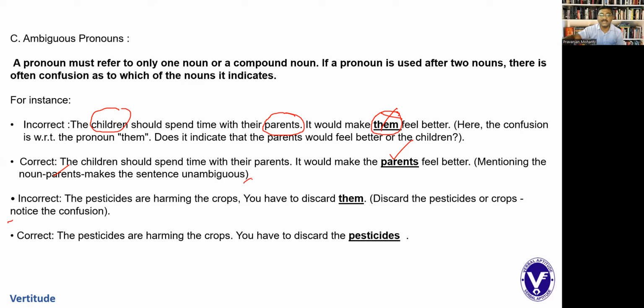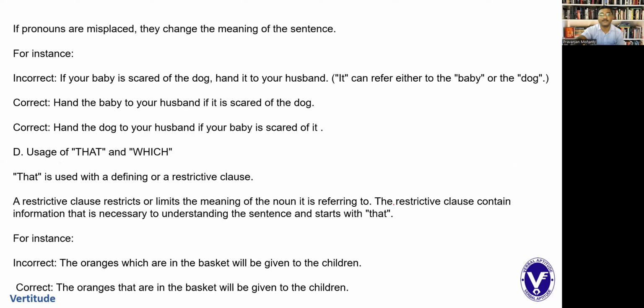The pesticides are harming the crop, you have to discard them. अगेन ये जो देम है ये किसके बारे में बोल रहा है? हमको पेस्टिसाइड्स को discard करना है या क्रॉप्स को discard करना है, कौन सा क्लियर नहीं हो रहा है. सो देन the pesticides are harming the crop, you have to discard the pesticides. देन ओनली there is no confusion, there is no ambiguity, and the sentence is clear or there is a clarity.